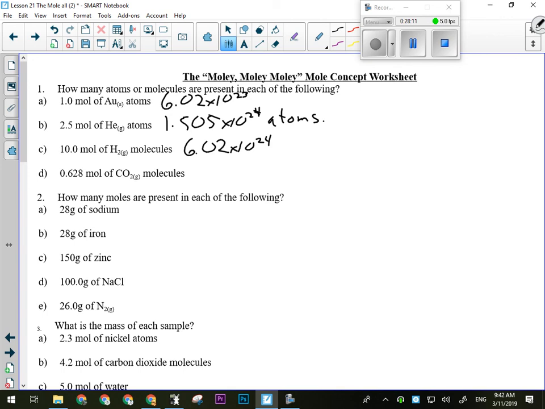Every time, what are we doing? Multiplying n by Avogadro's number. We're always taking the number of moles and multiplying by Avogadro's number. Anytime a question asks how many atoms or molecules, we multiply n by Avogadro's number.